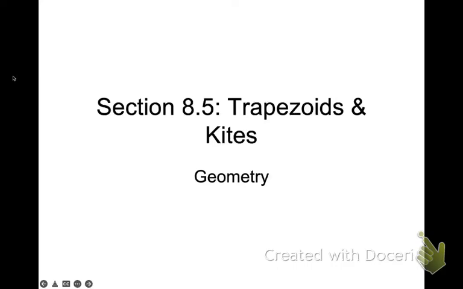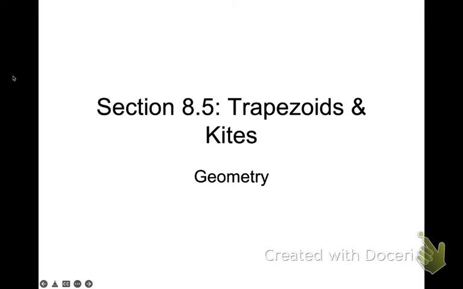So today's notes are going to be on trapezoids and kites, which is our section 8.5 content. So we're now moving away from parallelograms. We know that a parallelogram is a quadrilateral where the opposite sides are parallel, and then we have all those other properties that occur from that. We get opposite sides congruent, opposite angles congruent, consecutive angles supplementary, diagonals bisecting each other.